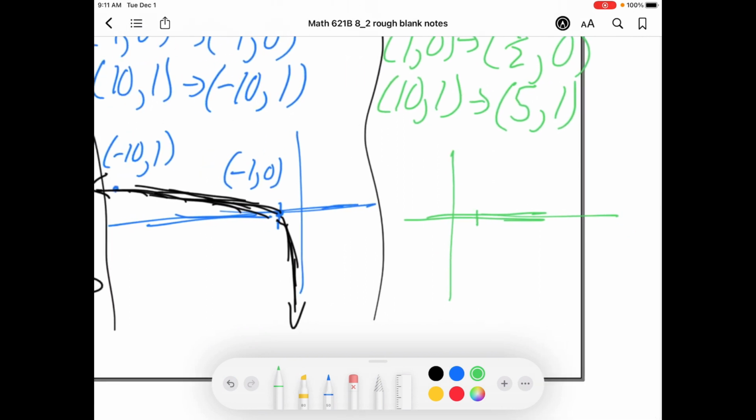Okay, so here's 1, 2, 3, 4, 5. Here's going to be 1. (5, 1) is easy to plot. And then this will be the point over here, (a half, 0). And now I'm just going to connect these up. Nothing has happened with the asymptote, so it's still on the y-axis. And there we go.